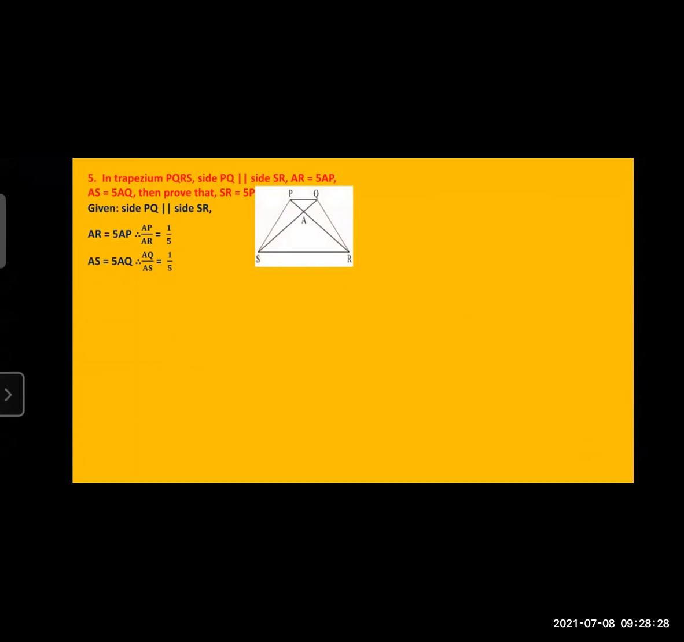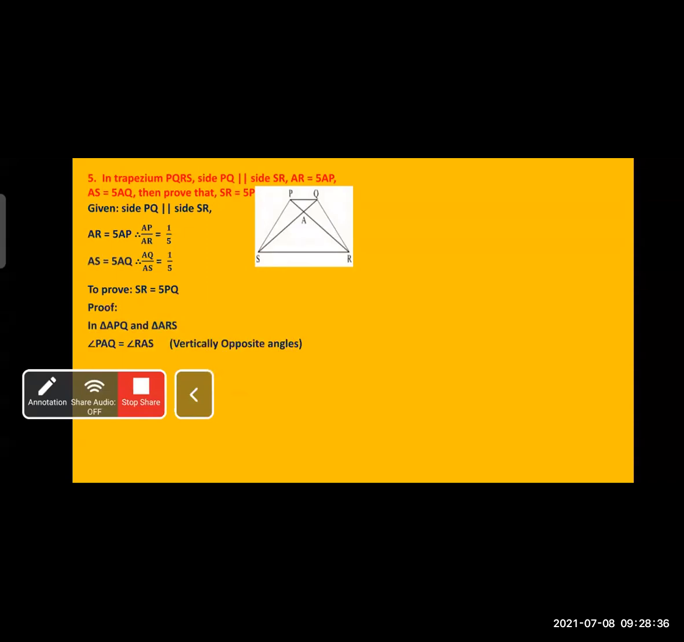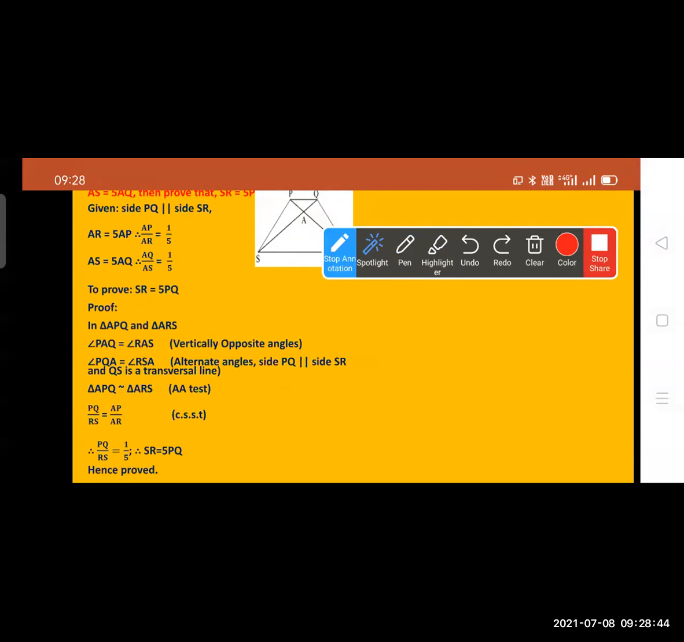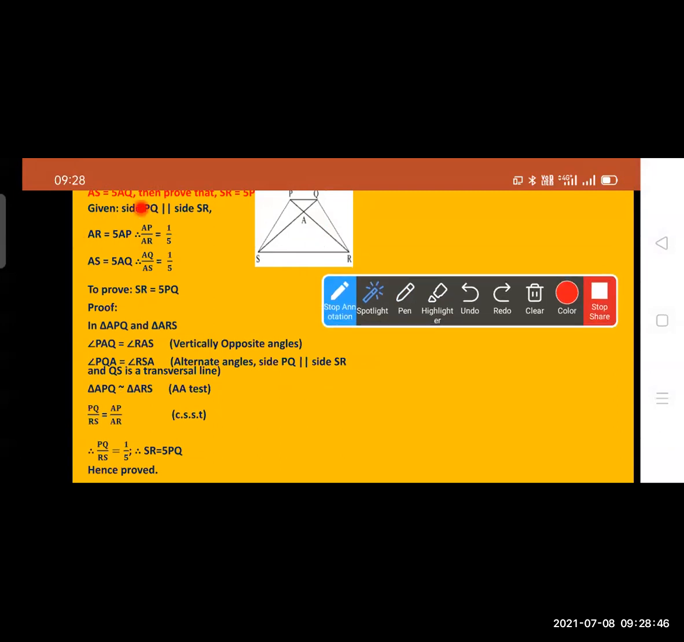Okay, now one by one. First we apply the condition. First, from first condition, AR is equal to 5 times AP. So AP by AR is equal to 1 by 5. AS is equal to 5 times AQ. So AQ by AS is equal to 1 by 5.